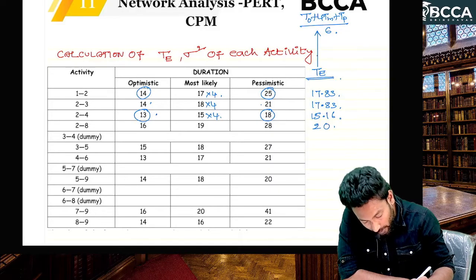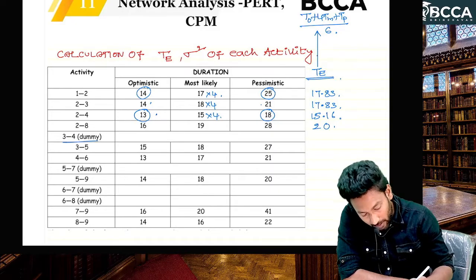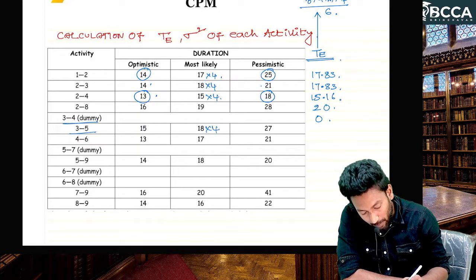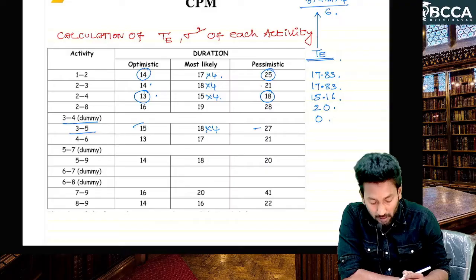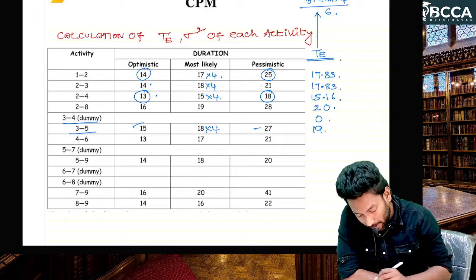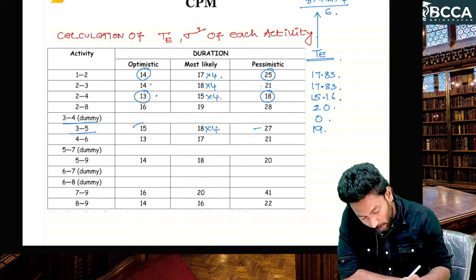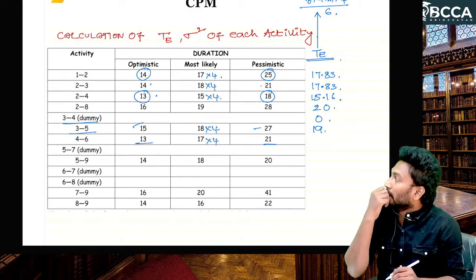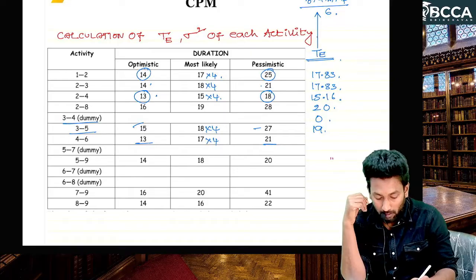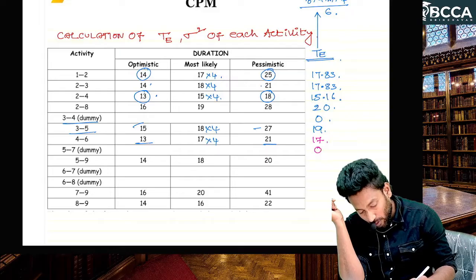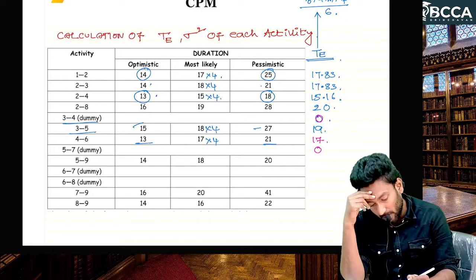Okay, 20. For the next, the dummy activity means 0 time. All the dummy activities we don't need to calculate, sir. Next, 3 5: 4 into 18 plus 27 plus 15 divided by 6. You will get exactly 19. Next one, 17 into 4 plus 21 plus 13 divided by 6. You will get 17. Next one is a dummy, so 0. Dummy activities will have 0.